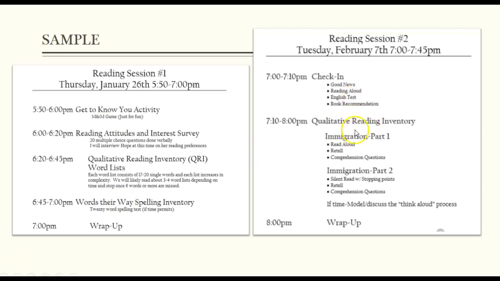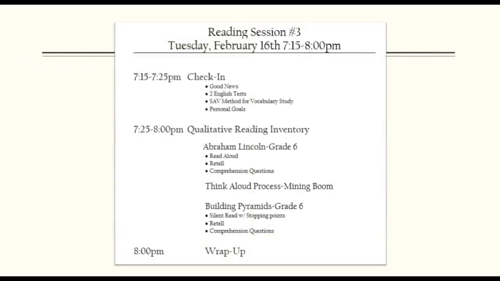At our next session, my focus was doing the QRI. So based on the word list results, she scored instructional at upper middle school. So I gave part 1 and part 2 of the upper middle school QRI. Part 1, she read aloud to me. And then part 2 was a silent read with stopping points. And as you'll read in the QRI assigned reading for this week, for older students, having them read silently is more appropriate than having them read aloud. So I wanted to see both since I'd never listened to her read before.